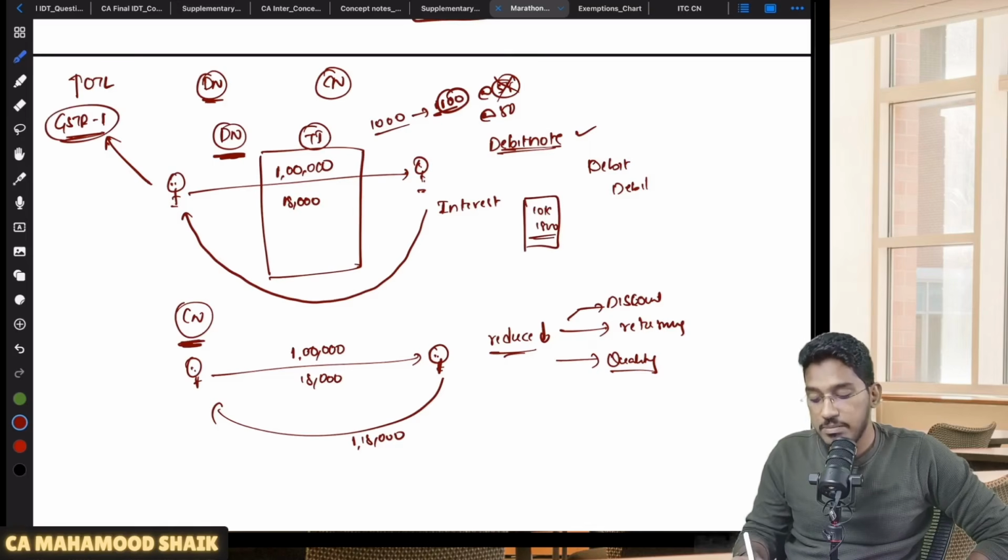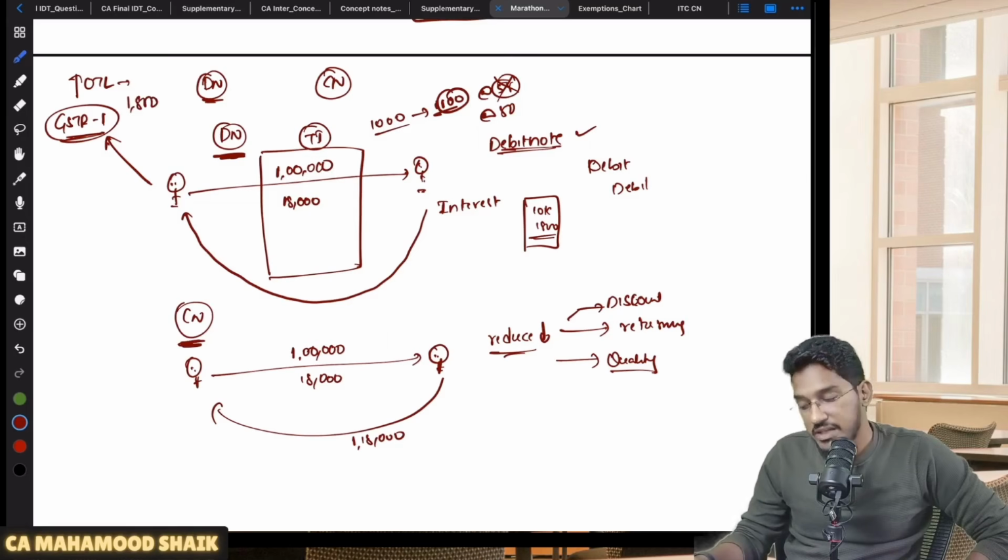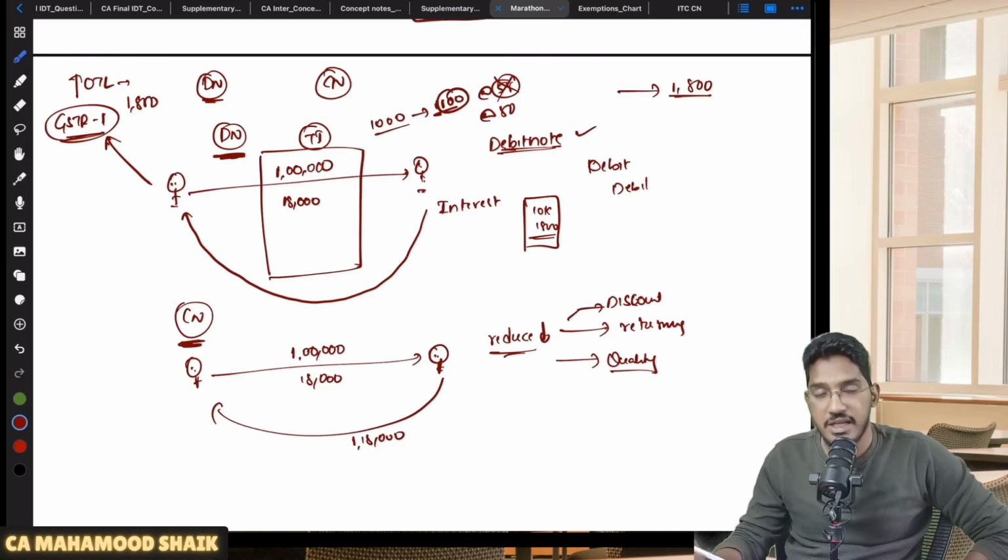This debit note the supplier has to declare in his GSTR1. By declaring that debit note in the GSTR1, what will happen? Output tax liability will increase. Your liability will increase by 1800. And if you look at the recipient, on the basis of that debit note, the recipient can claim that input tax credit. No issue. Sir, is there any time limit for declaring a debit note?